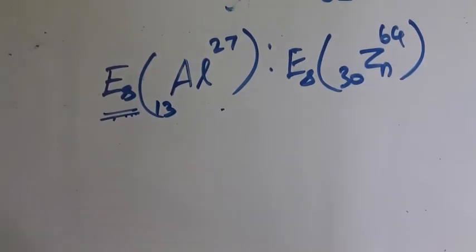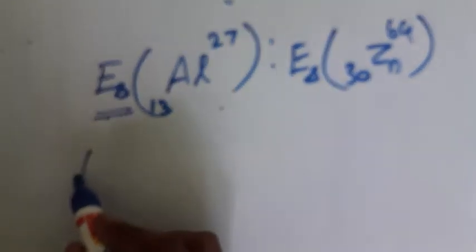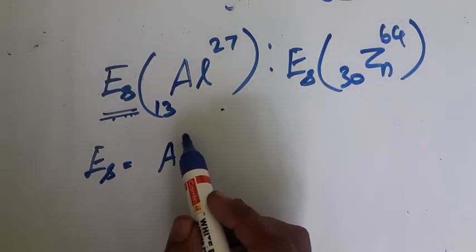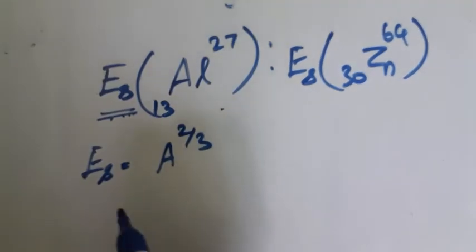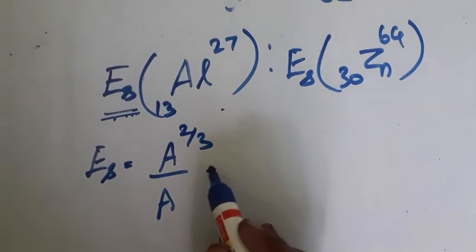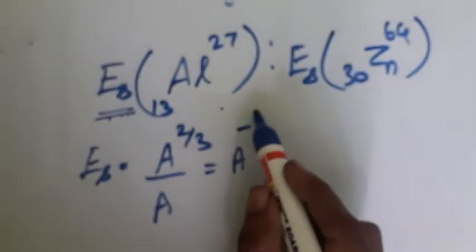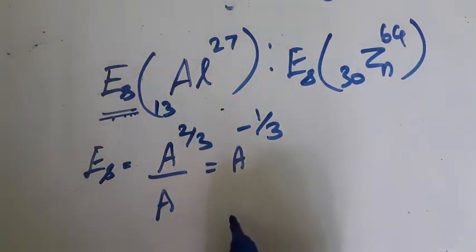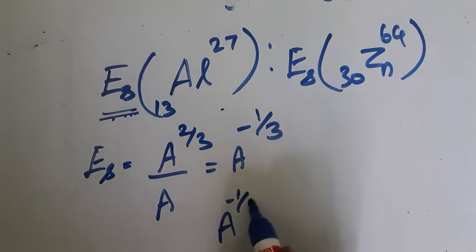So the surface energy contribution is directly proportional to A power 2 by 3. As it is per nucleon, it is A power 2 by 3 by A. That will be equal to A power minus 1 by 3. So we have to find A power minus 1 by 3 for aluminium and zinc.